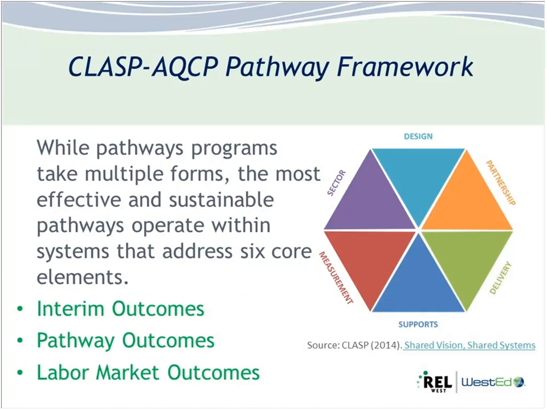While I won't spend a ton of time on CLASP and the 6 elements, as you can see in this colorful diagram, what I do want to turn your attention to is the metrics associated with the CLASP framework, because I think they can be helpful as you think about what a regional career pathways or CTE pathway system looks like. For the folks at CLASP and AQCP, they've broken down their data and metrics into 3 categories: interim outcomes, pathway outcomes, and labor market outcomes.